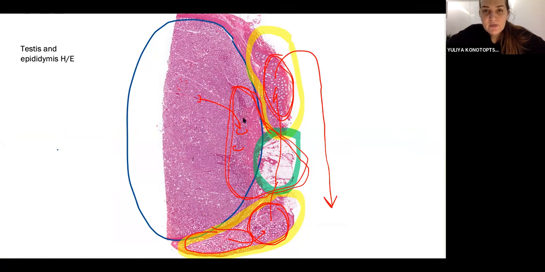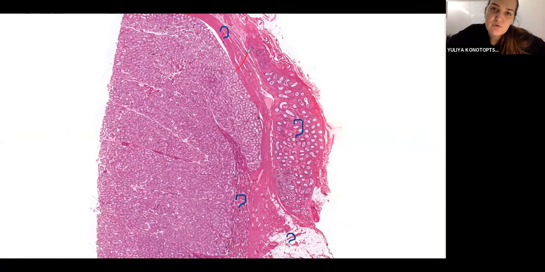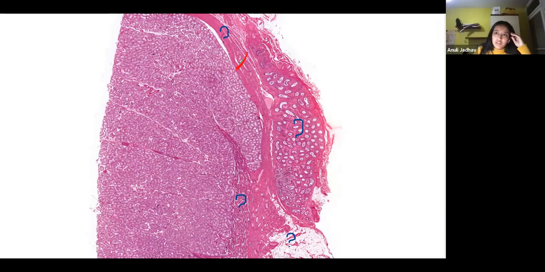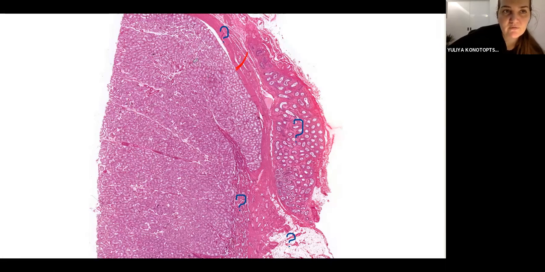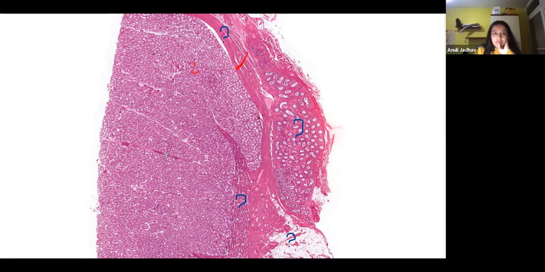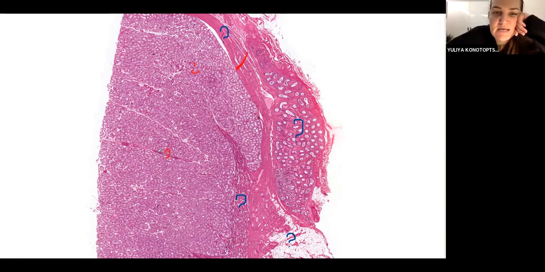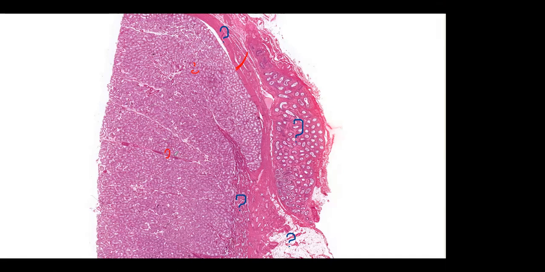Okay, you magnify a bit and you see that there is some kind of capsule here present. Which capsule is this? That's tunica albuginea. Okay, so this is the tunica albuginea here. What are these? Come on, guys, what are these? Seminiferous tubules, very good. This is connective tissue septa, inside of which you can find tubular recti. Okay, how do you call this area?